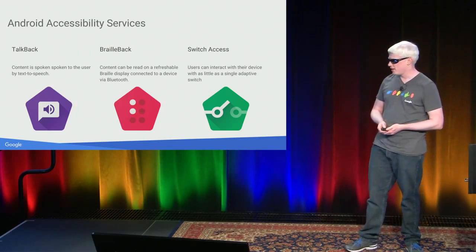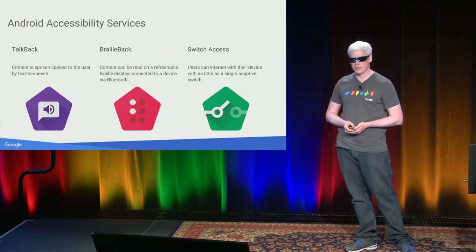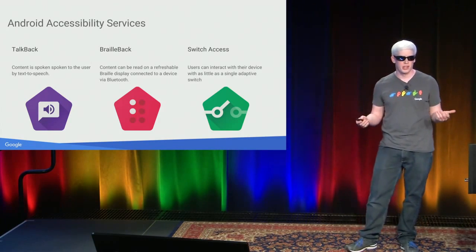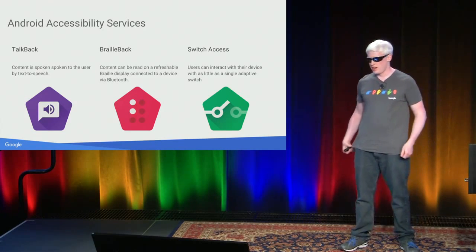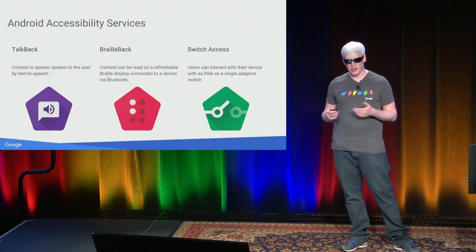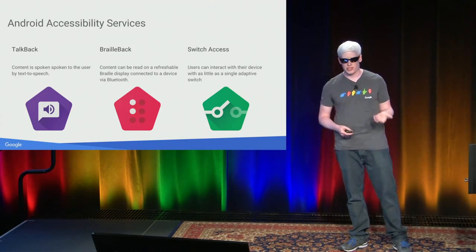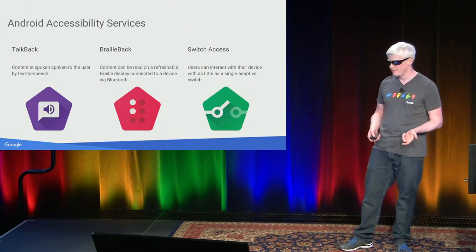The first is TalkBack. It's a screen reader for Android that basically changes the interaction model to support a series of gestures. Users navigate using these gestures and move focus on the display and hear the content that gains focus spoken to them through the device's text-to-speech engine.